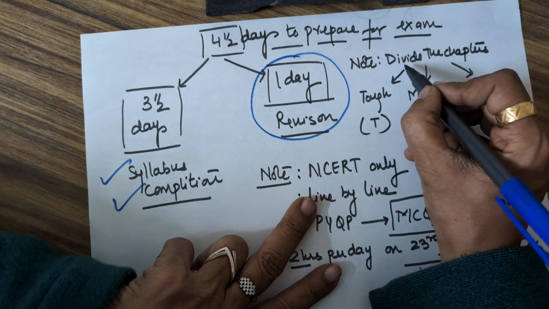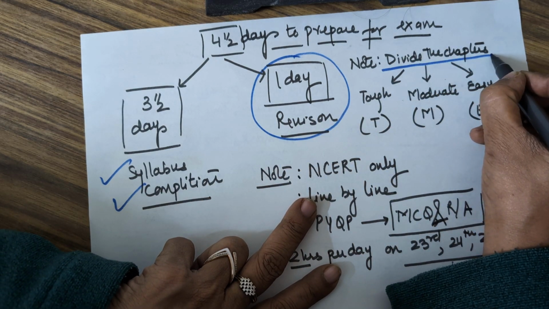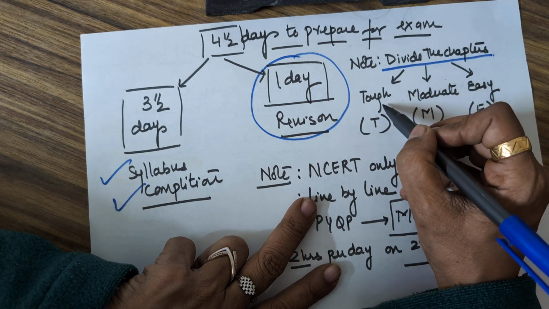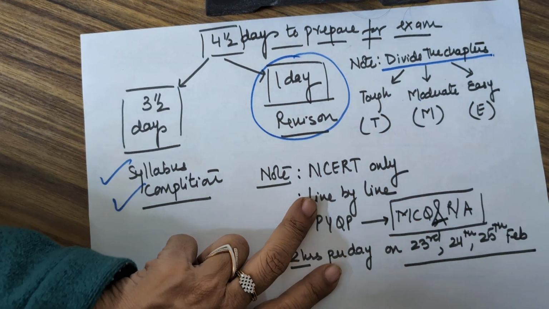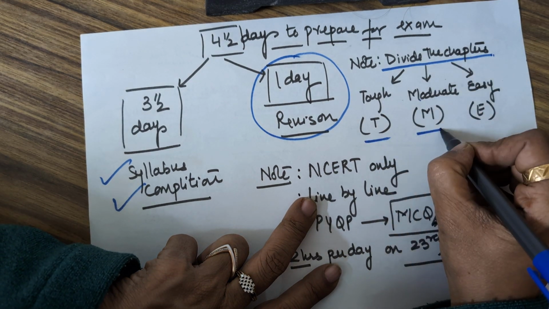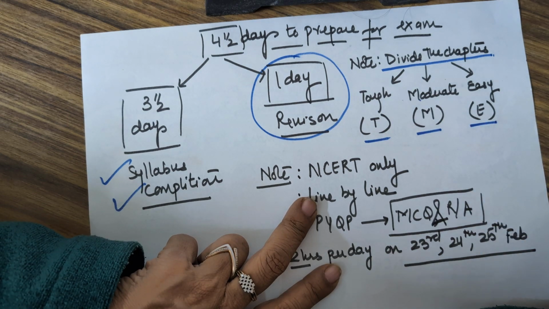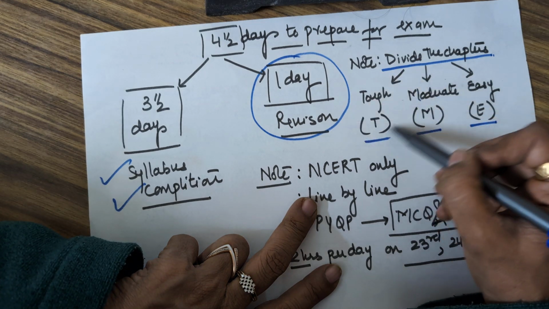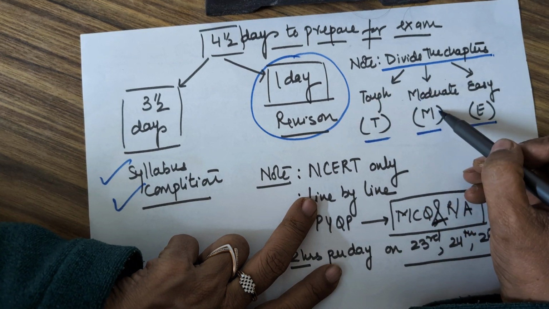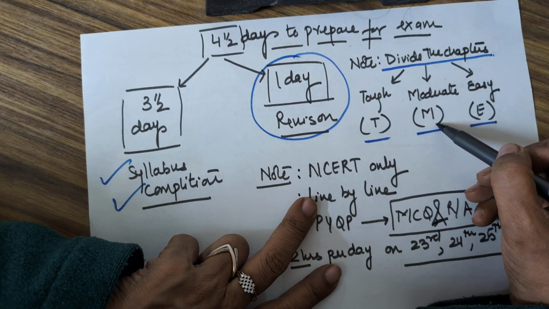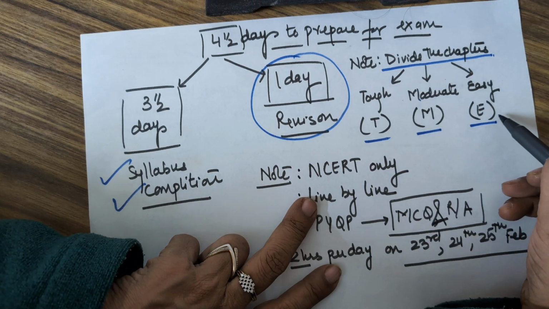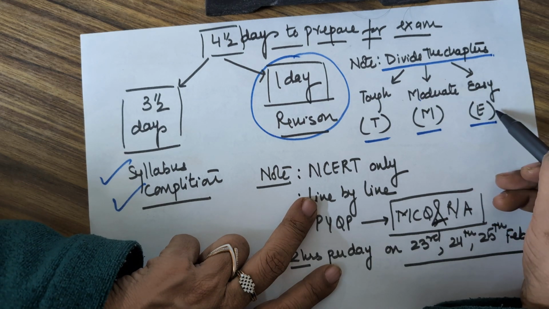The most important thing, please divide your chapters into 3 areas. Tough chapters according to you, moderate chapters according to you, and the easy chapters according to you. Everybody has a different way of classifying the chapters. तो जो आपको tough लगता है वो T chapters हो गए, जो आपको moderately okay लगते हैं वो moderate M chapters हो गए, और जो बहुत easy लगते हैं, जो easily आप कर लेंगे, उसको E में mark करूंगी.